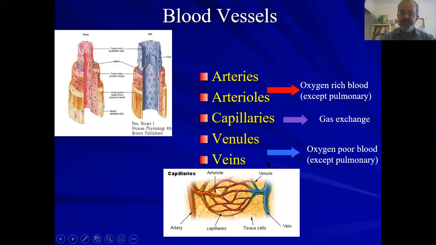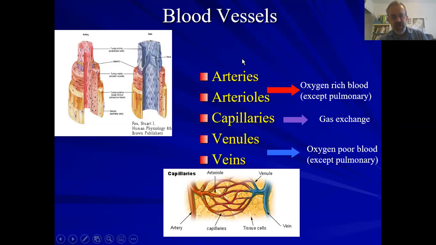All right. So if we take a look at the five different classes of blood vessels, let's break them down a little bit. First of all, arteries and arterioles are the vessels that are carrying blood away from the heart. One way to remember that is it starts with the letter A. Think of away.